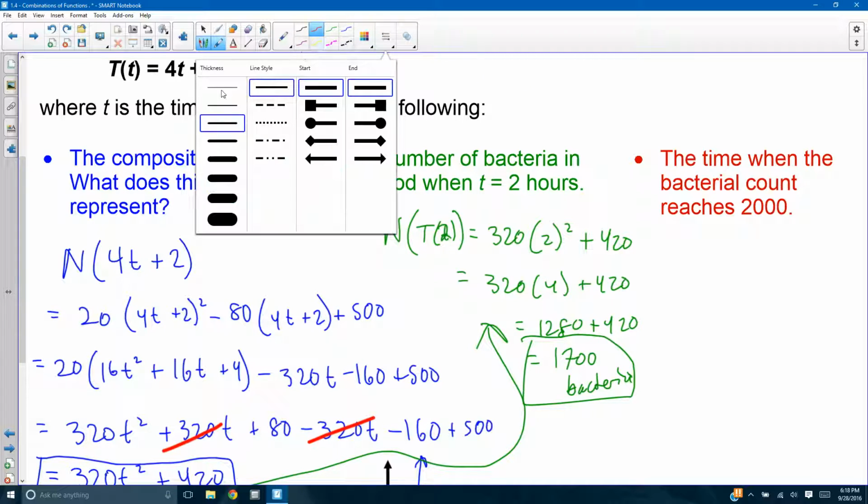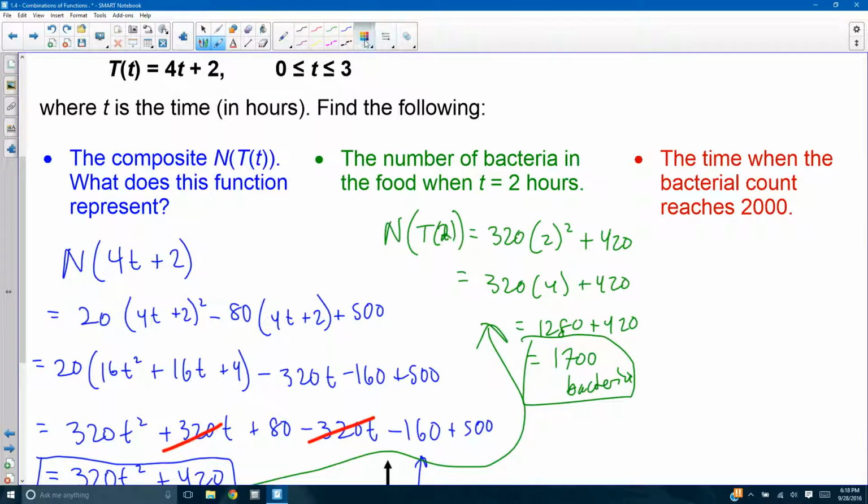So this time we are going to substitute 2,000 for N of T of T. N of big T of little t. So 2,000 equals 320 T squared plus 420. Remember, we're just trying to find the time. Subtract 420, we get 1580 equals 320 T squared. Divide by 320. This does not seem to come out cleanly. I almost have to use a calculator for this one here.